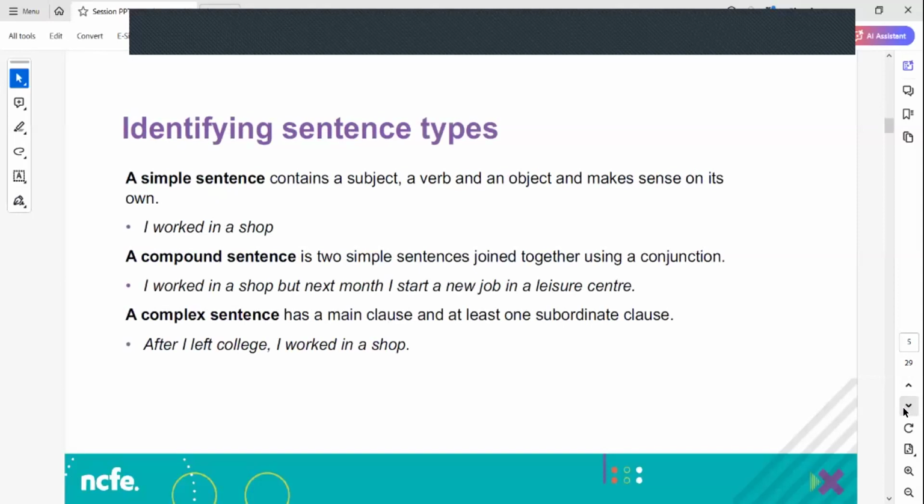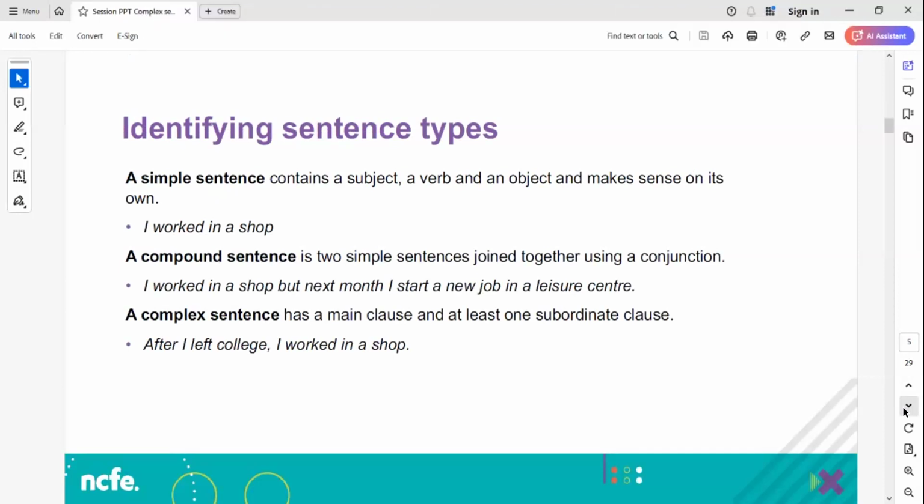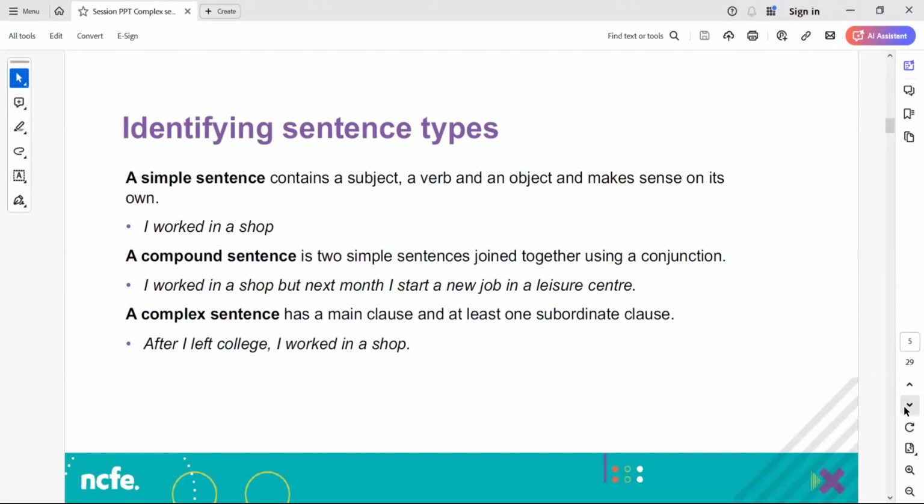Identifying sentence types. So as we've seen in the video, a simple sentence contains a subject, a verb and an object, and it will make sense on its own. So for example, I worked in a shop.